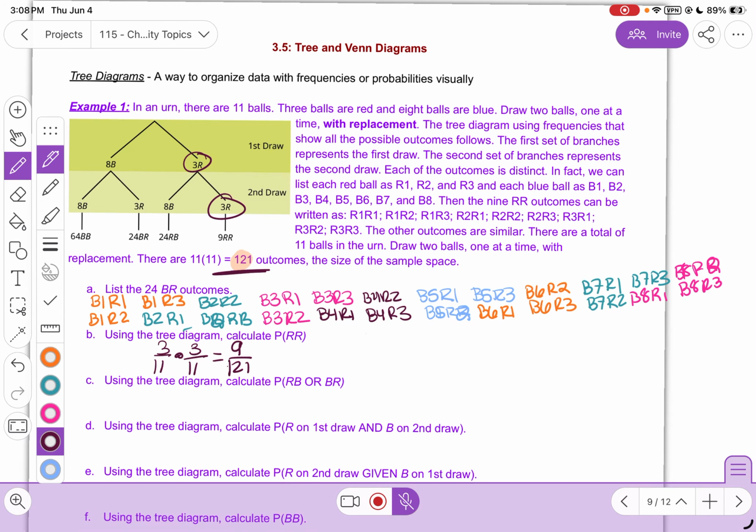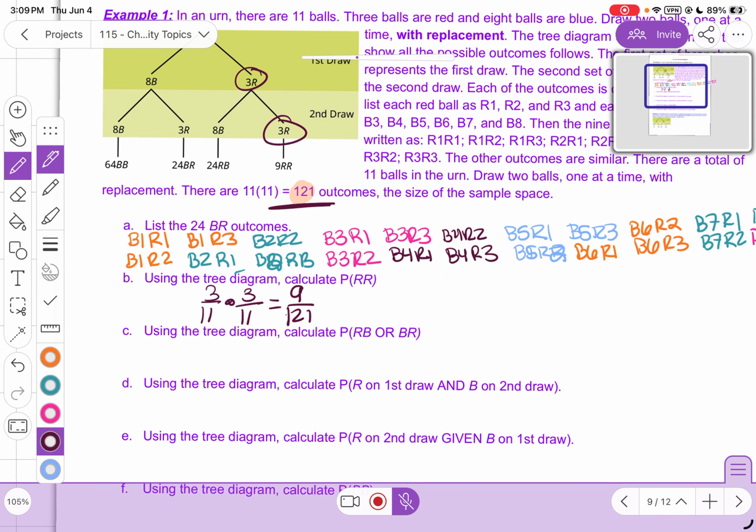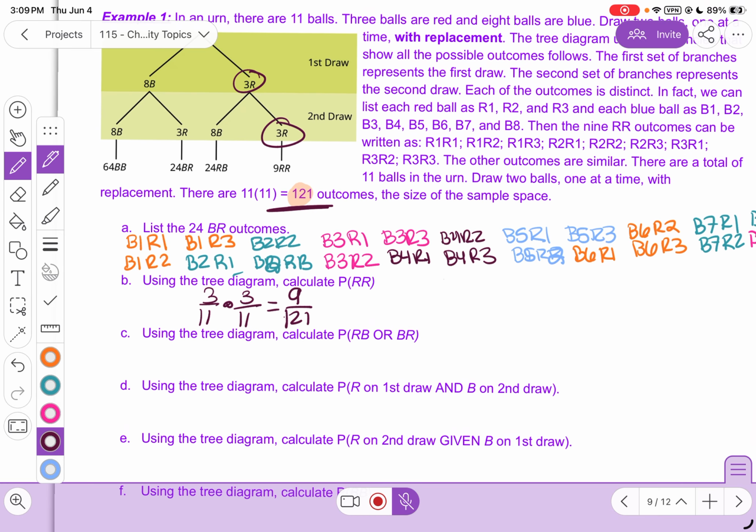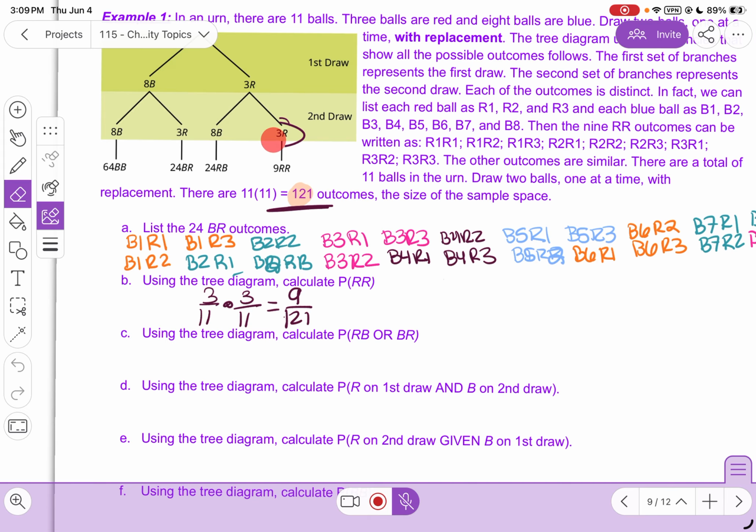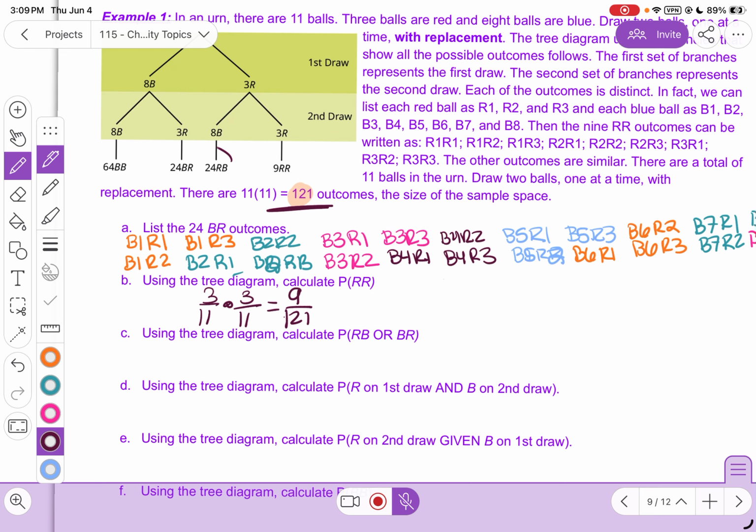So now let's look at C. Using the tree diagram, calculate RB or BR. So if we look over here, RB is right here, 24. So that's 24 out of 121. Or is plus. So BR is 24 out of 121. Are there any that are both? No. There's no BR and RB. So we would just add those together. 24 plus 24 is 48. So we get 48 out of 121.